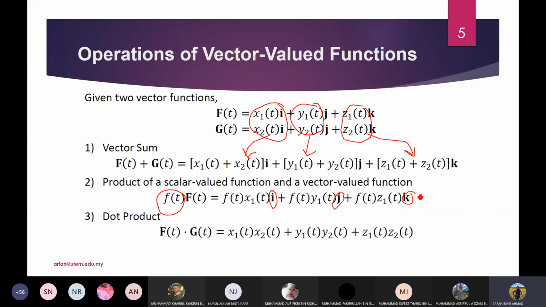So dot product, kalau awak ada vector F dan vector G, kita nak dapatkan dot product, dia akan jadi X1 darab X2, plus Y1 darab Y2, plus Z1 darab Z2. So mana hilangnya I, J dan K in this case?